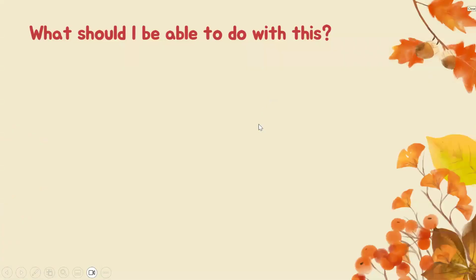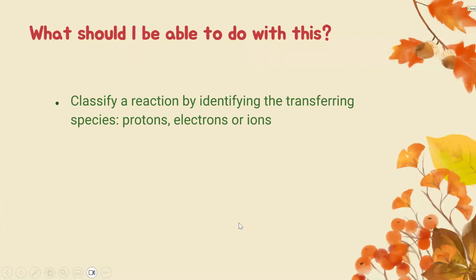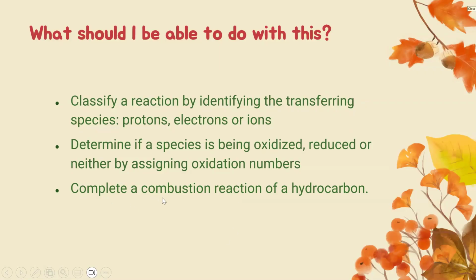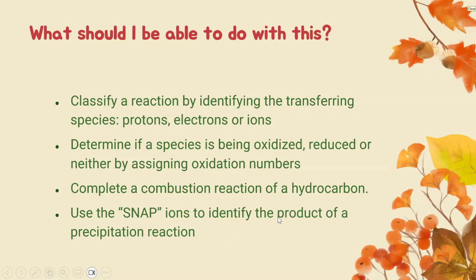Okay, so what should I be able to do with this? You should be able to classify a reaction by identifying the transfer of species: a transfer of protons, which is acid-base, a transfer of electrons, which is redox, or a transfer of ions, which would be precipitation. You should be able to determine if a species is being oxidized, reduced, or neither by assigning oxidation numbers. You should be able to complete a combustion reaction of a hydrocarbon, and you should be able to use these SNAP ions to identify the product of a precipitation reaction.